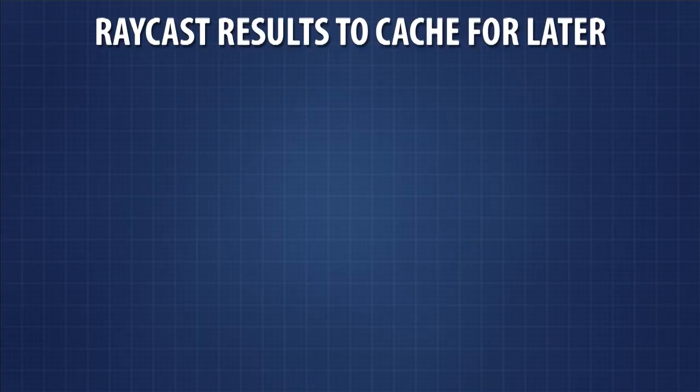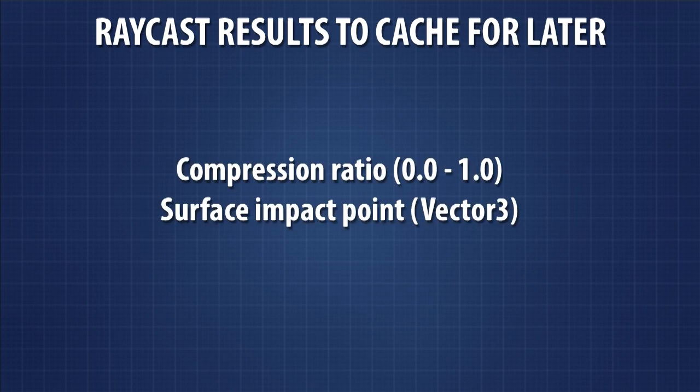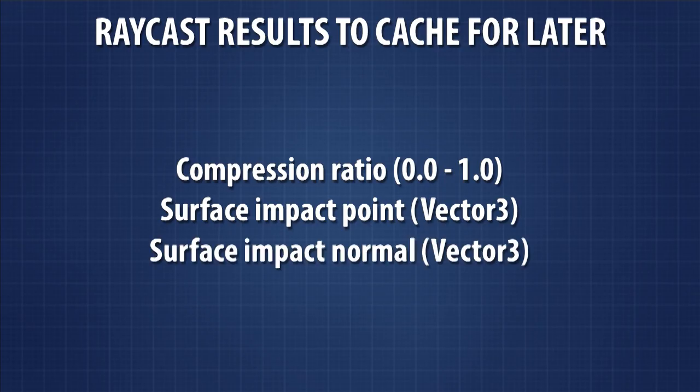One side note, for each raycast that hits something, we'll make sure to remember the compression ratio for that suspension, the surface impact point, and also the surface impact normal, and these are results of the raycast. We'll use them later on to help us figure more stuff out.